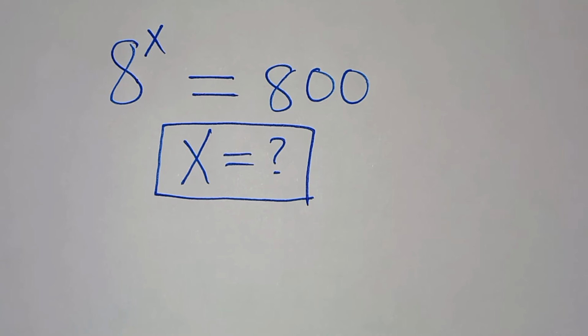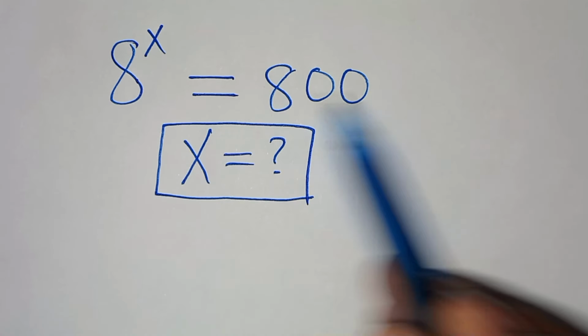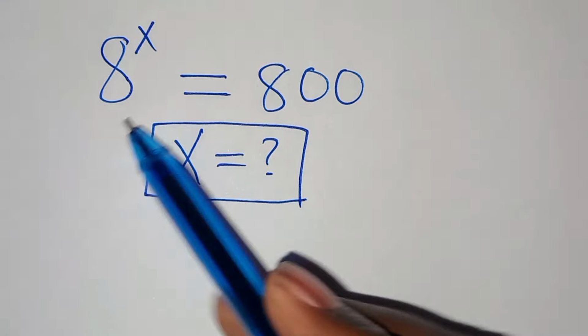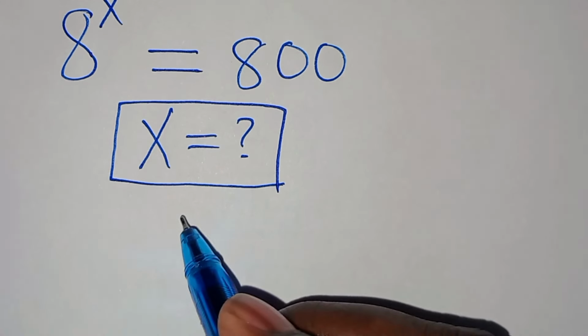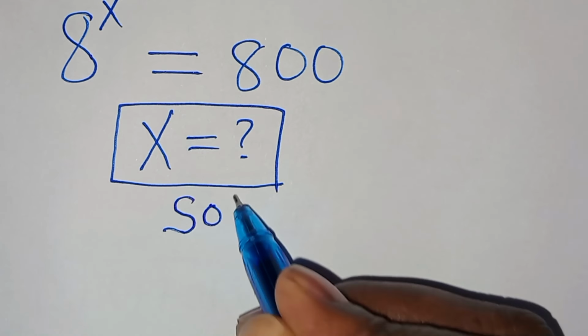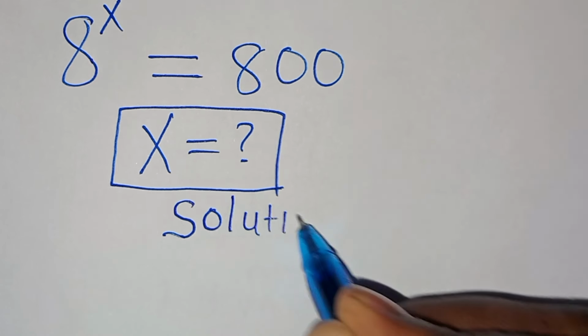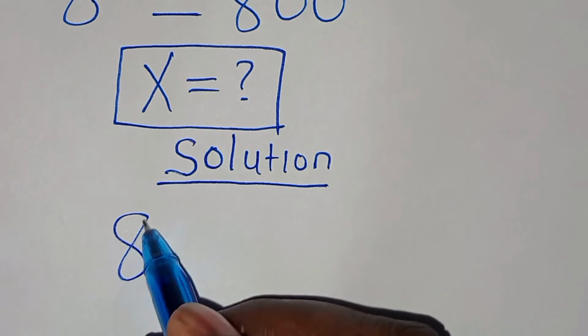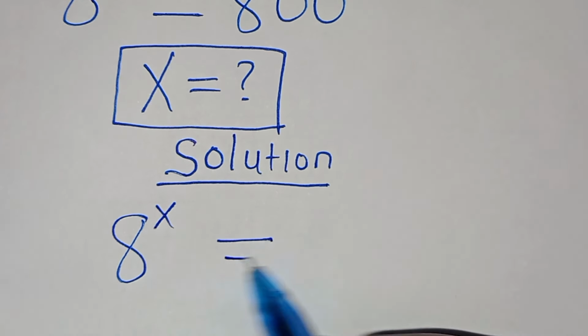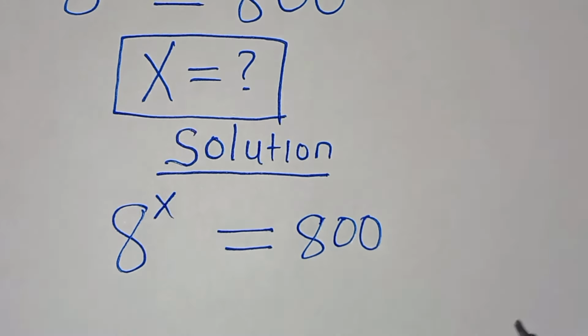Hello everyone, you're welcome to solve this nice exponential equation here, which is 8 to the power of x equal to 800. So what is the value of x? Now let's provide a solution from here. We have 8 to the power of x. This is equal to 800.